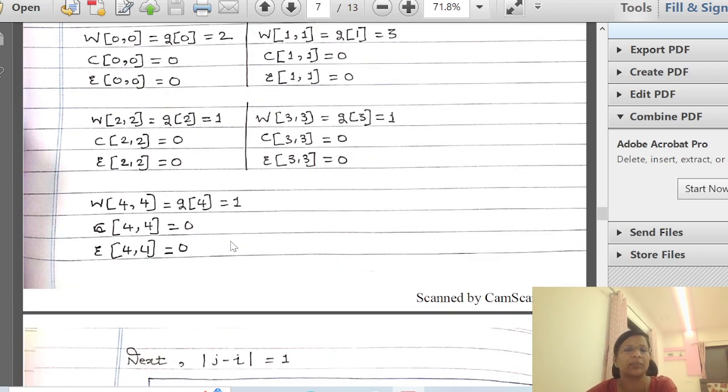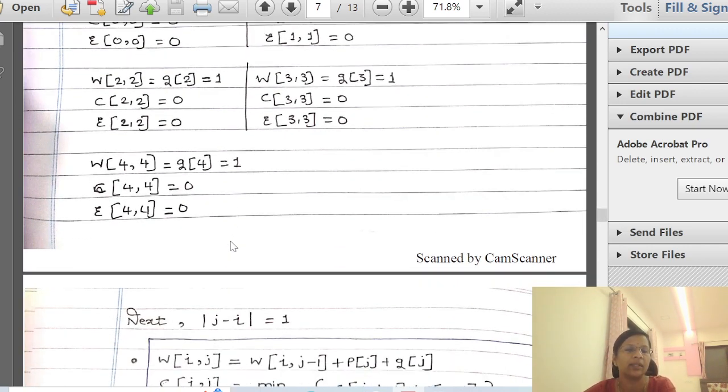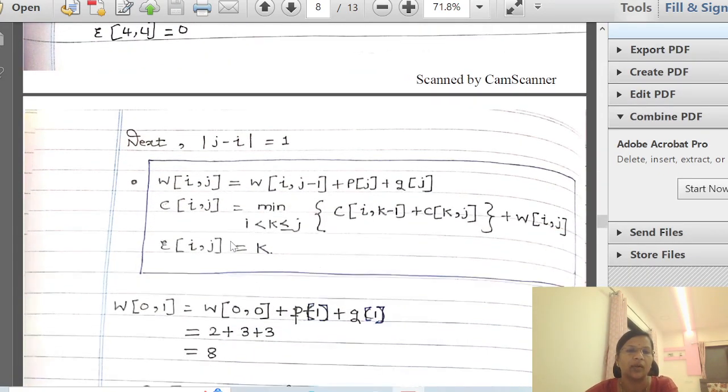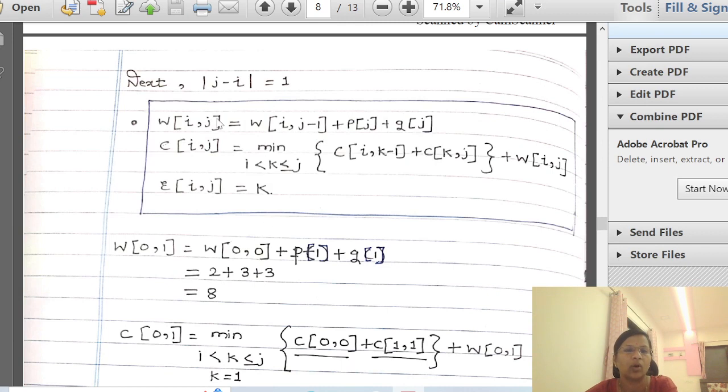So this is our step number 1, where we have taken all the pairs of i and j where the absolute difference was 0. Now in the next step, we have to take all pairs of i and j where the absolute difference is 1. From this step onwards, we will be using these 3 formulas for calculating weight, cost and root value. So how is weight calculated? W of ij equal to W of i comma j minus 1 plus P of j plus Q of j.